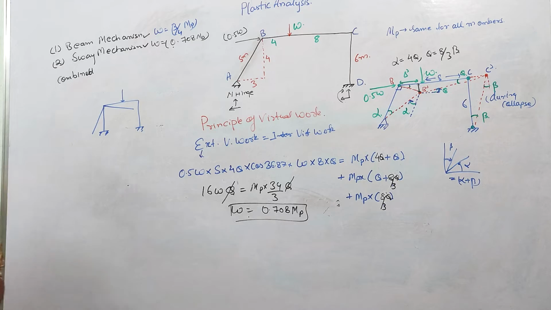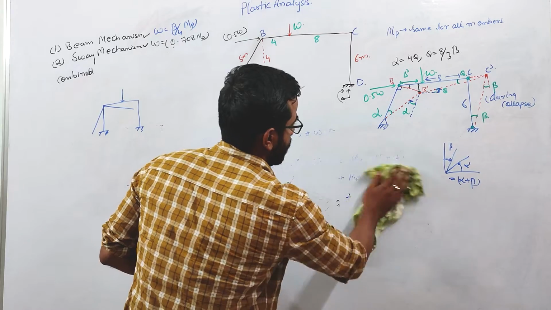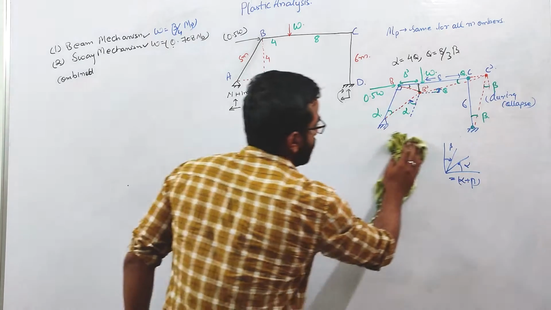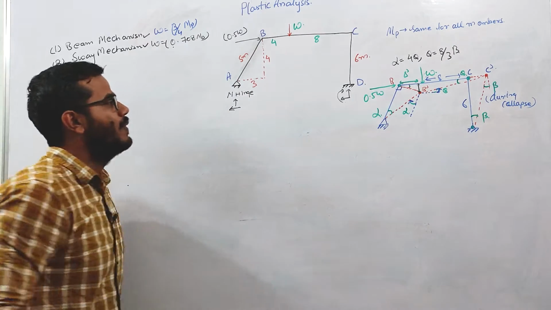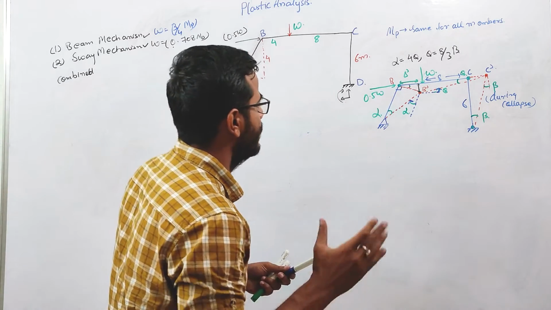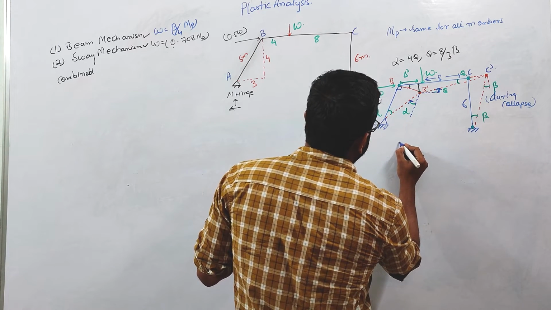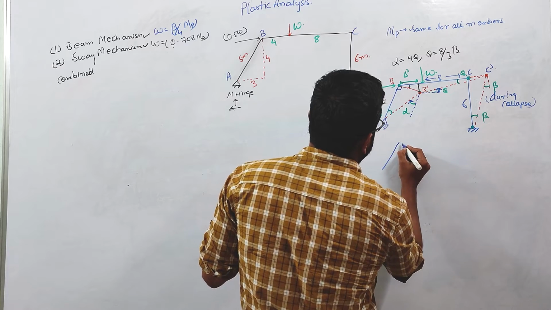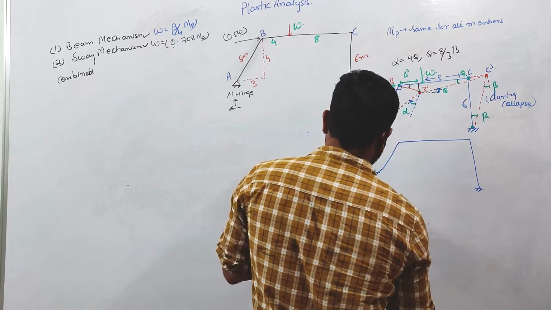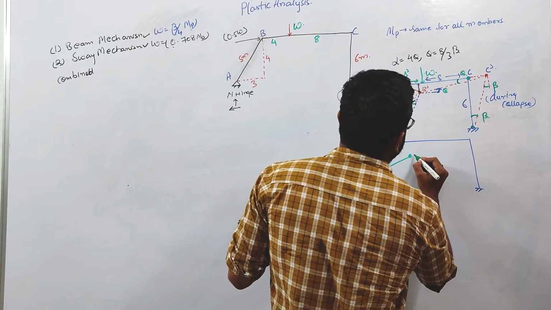Now what about the sign of the rotation of plastic hinges? That we will discuss. Now we will be discussing what will be the direction of the rotation of the plastic hinges, because this is very, very important. Here this is our frame, and this is deflecting like this.